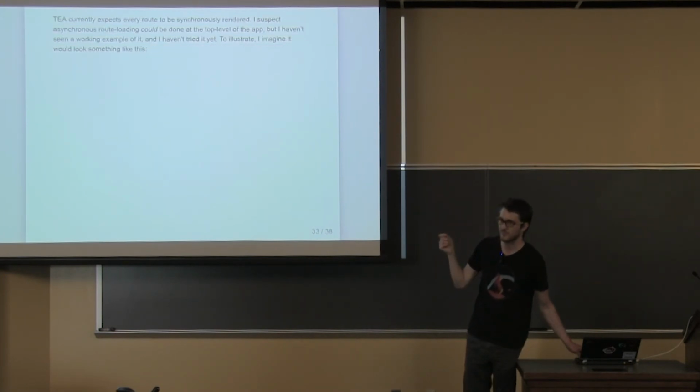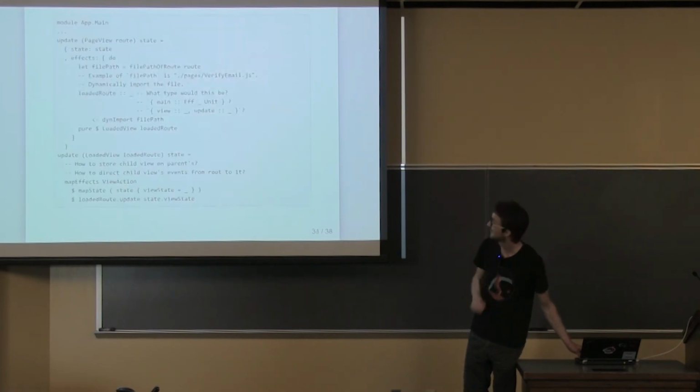And the Elm architecture expects every route to be synchronously rendered. The view function is synchronous. Yeah, it's just not great.